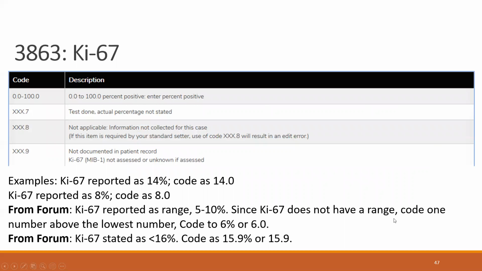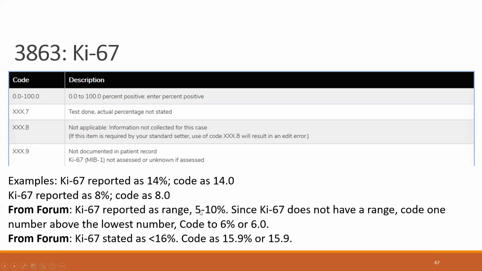So here are the basic codes. The percent does take priority over the other codes. If you have 14%, you would code it as 14.0. 8% would be 8.0. A lot of times you'll get a Ki-67 as a range, and you can see that our options don't even have ranges. You would code from the lowest number in that range.